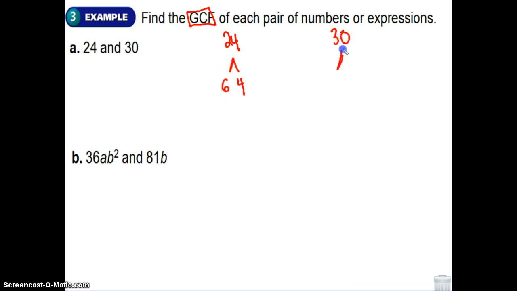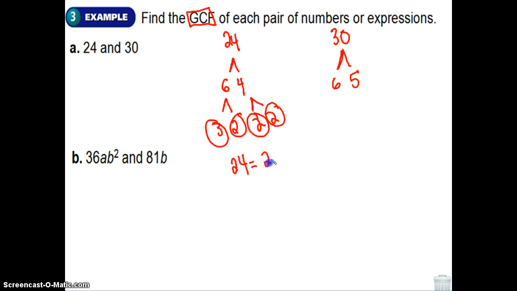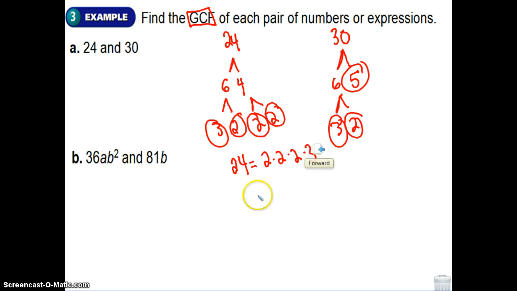I choose to do it by 6 and 4, and then I'll make this one 6 and 5. These are both not prime, so I'm going to break it down even more. 3 and 2, 2 and 2. So now, prime, prime, prime, prime, I know that 24 equals 2 times 2 times 2 times 3. Now notice, I left it like this because I want to show you why it makes it a little bit easier. Going back to the number 30, 5 is a prime number. Break this down, 3 and 2. So now I have 30 equals 2 times 3 times 5.